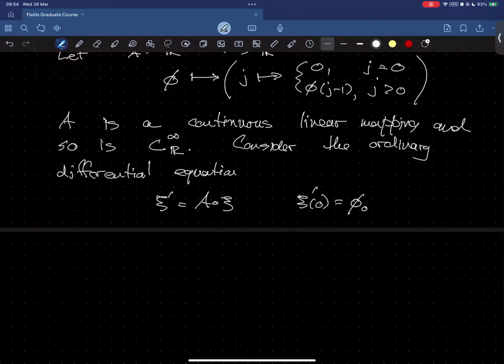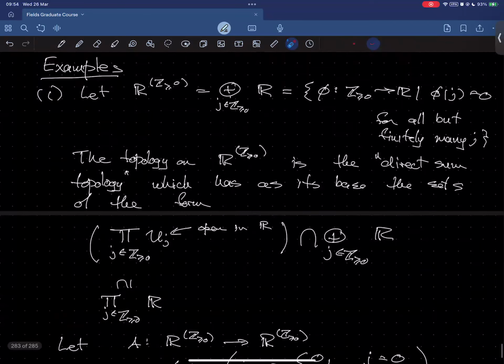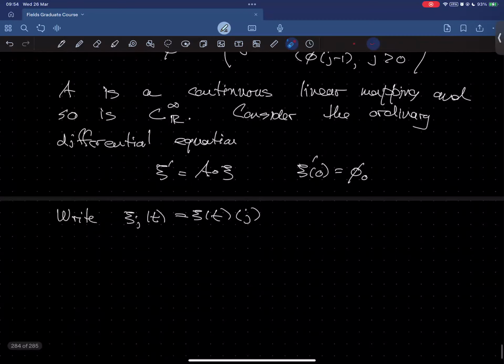Okay, so let's see if we can solve this differential equation. So first we notice that, so we're going to write Cj of t to be C of t at j. So C of t is going to be an element of the direct sum. Elements of the direct sum are mappings. And so we can evaluate that at a j, and we're going to denote that by Cj.